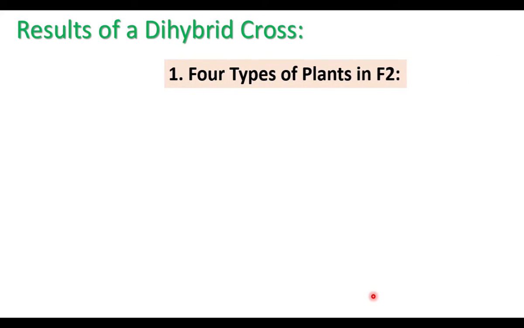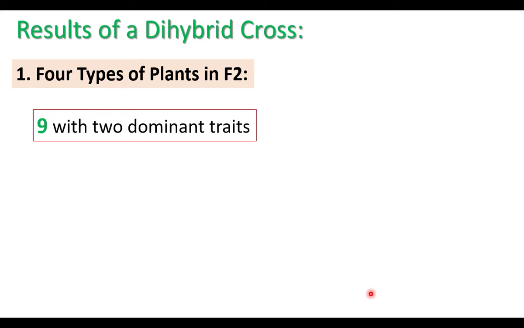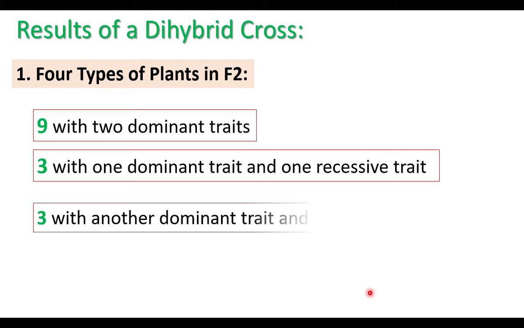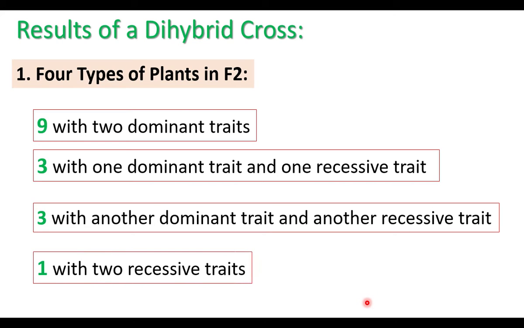Now let us see the summary of the result of Dihybrid Cross. There were 4 combinations, 4 types of plants in F2. 9 plants were with 2 dominant characters. Both the dominant character. What's the character? Round yellow, 9 round yellow plants. Next 3, 1 dominant character and 1 recessive character, that is wrinkled yellow. Next 3, another dominant character, another recessive, that is green, round green. Only one plant with both recessive, 2 recessive traits, that is wrinkled green.